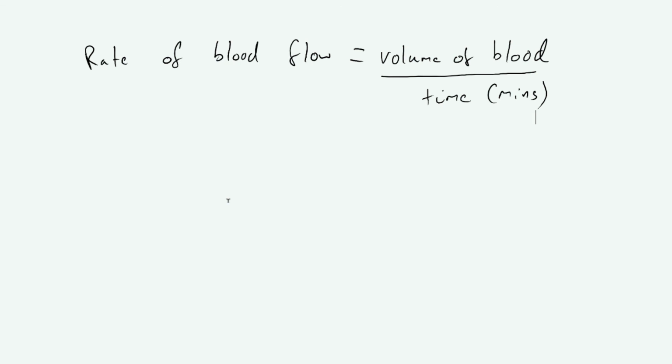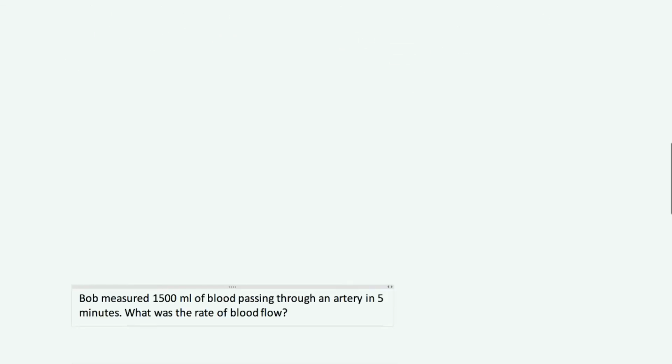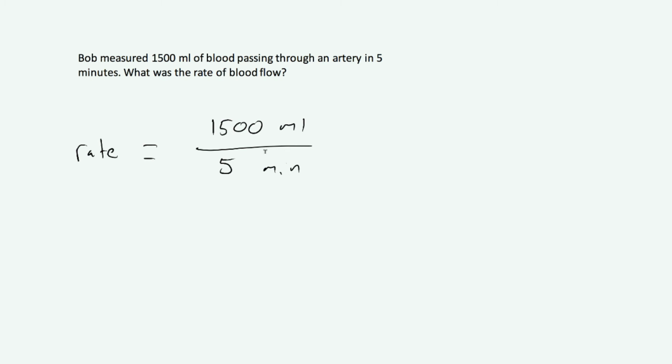Let's have a look at a very quick example. Bob measured that 1,500 milliliters or 1.5 liters of blood passed through an artery in 5 minutes. What was the rate of blood flow? We simply use the equation. Rate is equal to the volume of blood, which is 1,500 milliliters, divided by the time in minutes. We know what the units are going to be, because we've got milliliters and minutes. So if we carry out this calculation, 1,500 divided by 5 gives us 300 milliliters per minute. Very, very simple.